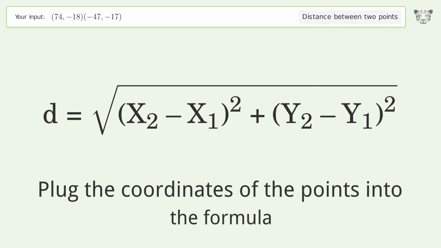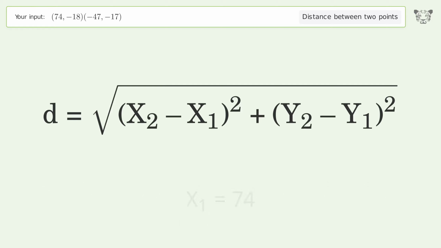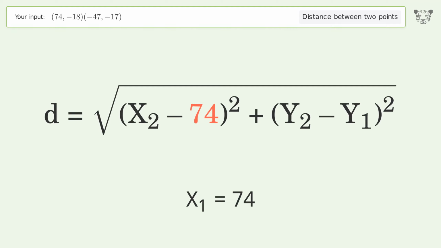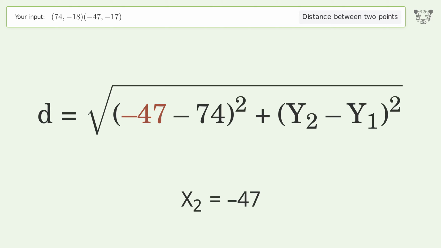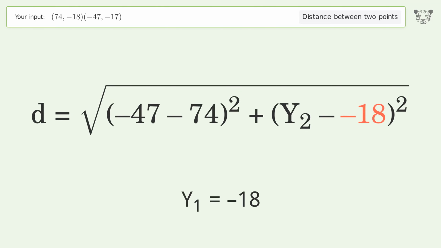Plug the coordinates of the points into the formula. x1 equals 74. x2 equals -47. y1 equals -18. y2 equals -17.